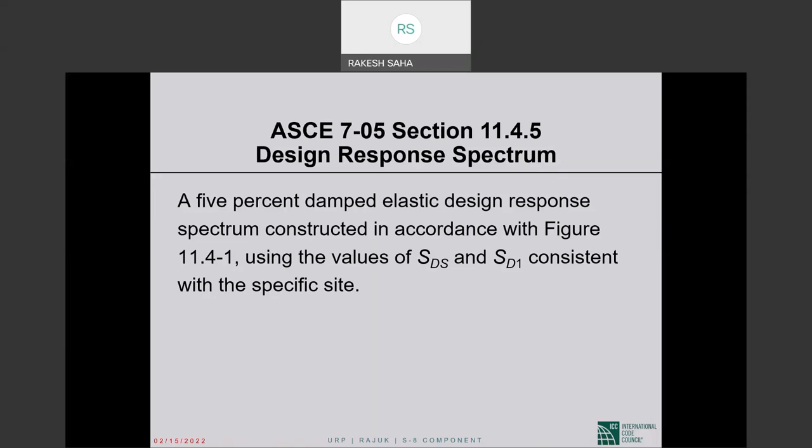So that spectrum can be used as the ground motion input for modal response spectrum analysis. Or in your case, you can use the IBC spectrum or whatever. There can be a site-specific spectrum, but you have to have a spectrum. If you want to do modal response spectrum analysis, the earthquake input, what the earthquake is feeding into the structure, will come from the spectrum.